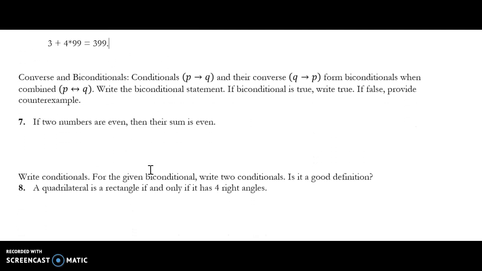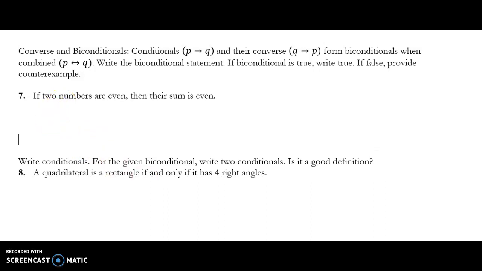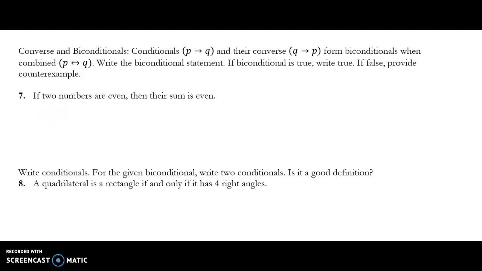So that's the way we would be able to predict the future value. For our last concept, we're looking at converse and biconditionals. A conditional and the converse form a biconditional when combined. So we say if P then Q, if Q then P. Then we say P if and only if Q. Okay? So we're going to look at this statement here. We're going to turn it into a biconditional statement, and then we're going to determine if that statement is true. If it is true, we'll say true. If it's false, we need to provide a counterexample.